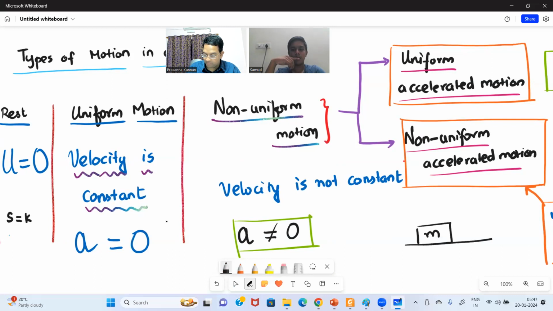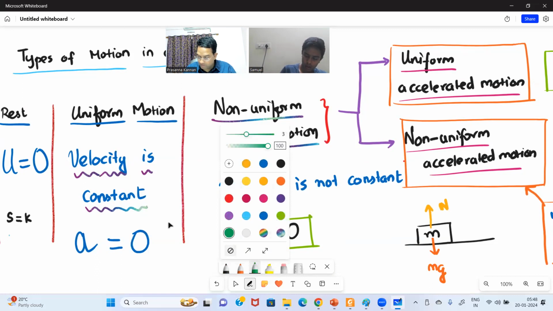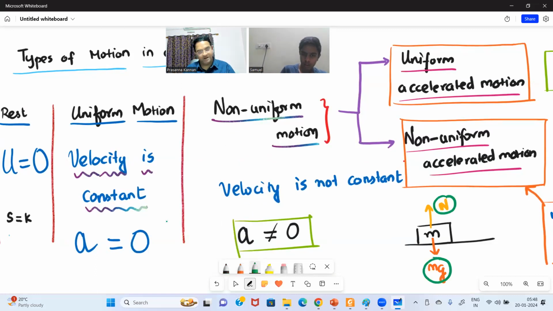Say for example, let's say a body of mass m is placed on a table. Are there any forces acting on this body? Yes, of course. mg is acting downwards. But the table is providing an upward force, which we call normal reaction or reaction force. So the body is experiencing forces, but effectively the normal reaction cancels mg. They are equal and opposite. Therefore, the net force becomes 0.